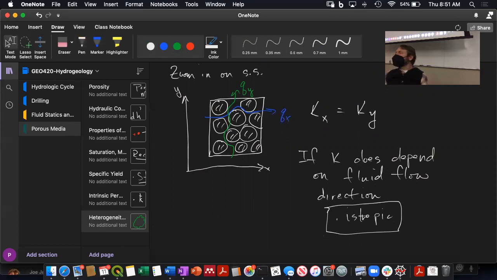All right, so anisotropic means I have directional dependence. Isotropic means there's no directional dependence. And again, this is at a single point. Isotropy does not tell us anything about whether this thing is homogeneous or heterogeneous, whether this K varies from the point I'm measuring it at to another point. It just tells us about the directional dependence of the hydraulic conductivity.